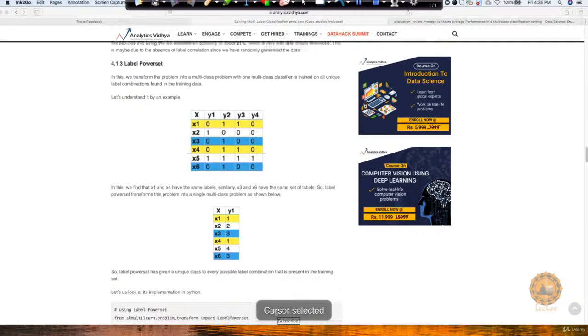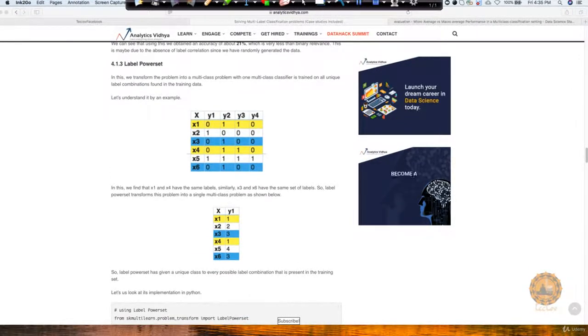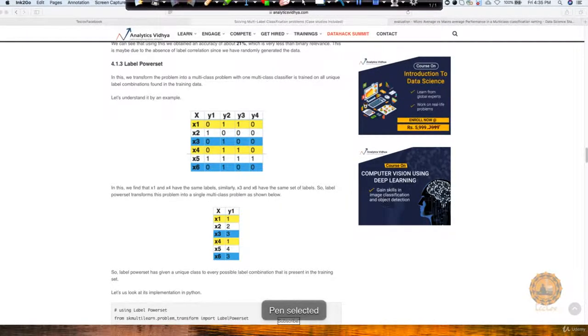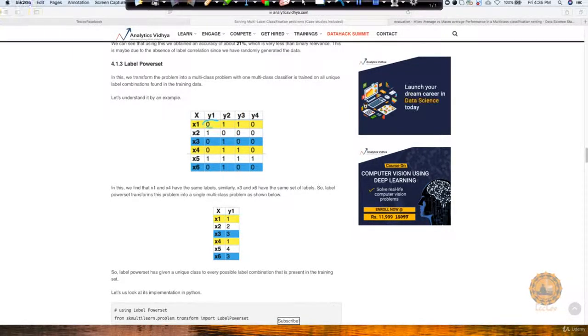Now, after this, we have something called label powerset. This is in fact quite an interesting idea. Here what we do is, let's say you can see this part, like this is one part, right? Whenever the value is coming as 0 1 1 0, I'm going to give it a number, let's say 1. Think of it like a pattern to which I'm giving the number 1. So for x1, I have given the number 1 to it. Now let's look at this. This pattern is different from the first pattern, right?